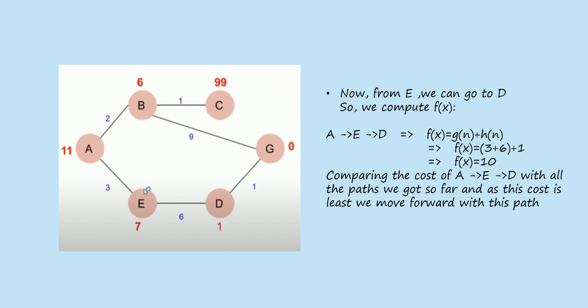Now from E to D, we compute f of x. We get 10. Comparing the cost of A to E to D with all the paths we have got so far, this cost is the least. We move forward with this path.